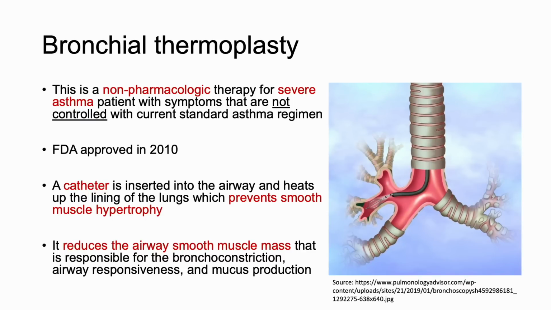Before we end our talk with asthma management, keep in mind that there is a non-pharmacologic therapy for severe asthma, and it's called bronchial thermoplasty. This is ordered in patients who are asthmatics that are not controlled with the current standard asthma regimen that we talked about previously. It was approved by the FDA in 2010. A catheter is inserted into the airway and heats up the lining of the lungs, which prevents smooth muscle hypertrophy. It then reduces the airway smooth muscle mass that is responsible for the bronchial constriction, airway responsiveness, and mucus production.